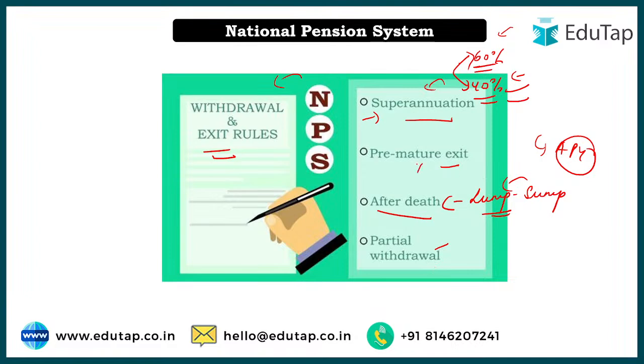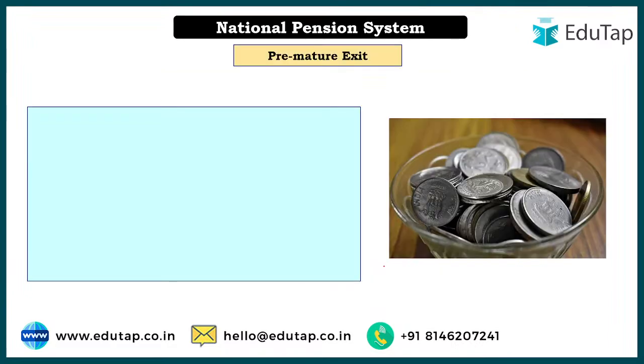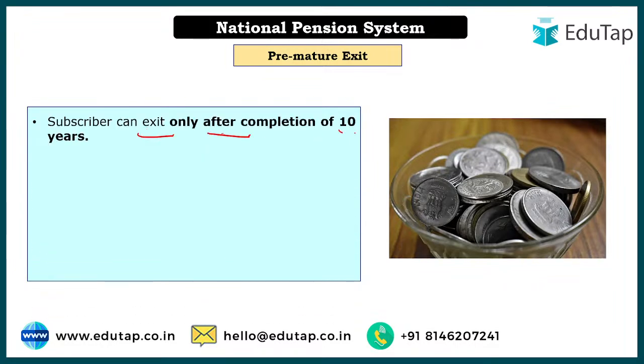Now let's look at premature exit and partial withdrawal and understand them properly. Coming to the premature exit, first of all it is very important to know that you cannot exit from the national pension system before 10 years. So you can only exit after completing 10 years.